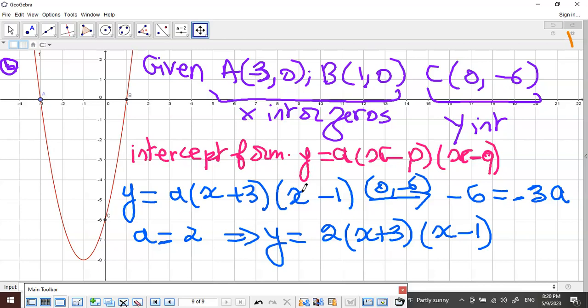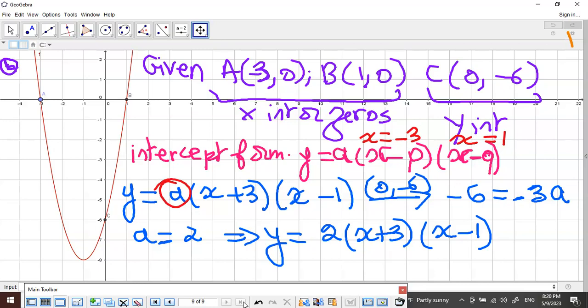So what is the intercept form? It's y = a(x - p)(x - q). If -3 is a zero, what is the factor? x + 3. If x = 1 is a zero, what is the factor? x - 1. What do I still need to find? a. Excellent. How will we find it? By replacing with a given point, (0, -6). And then I will get the equation.